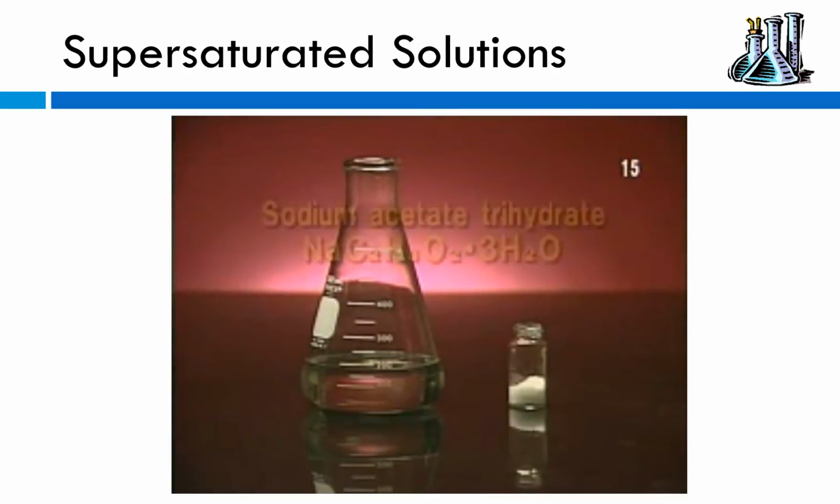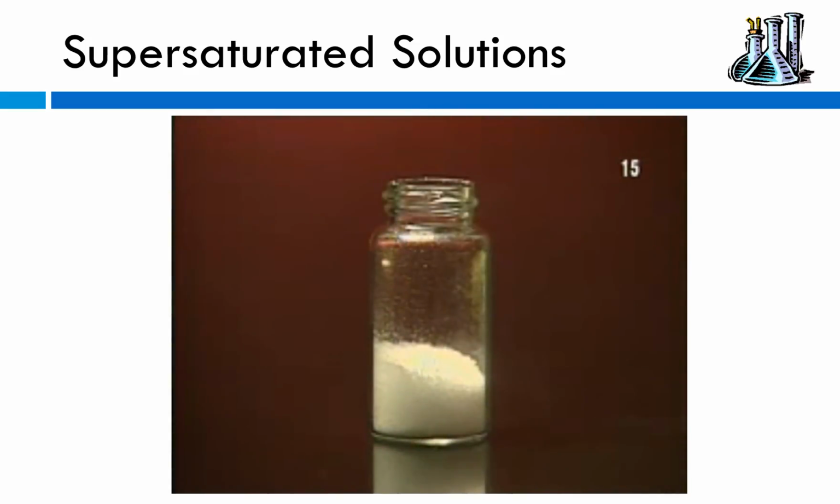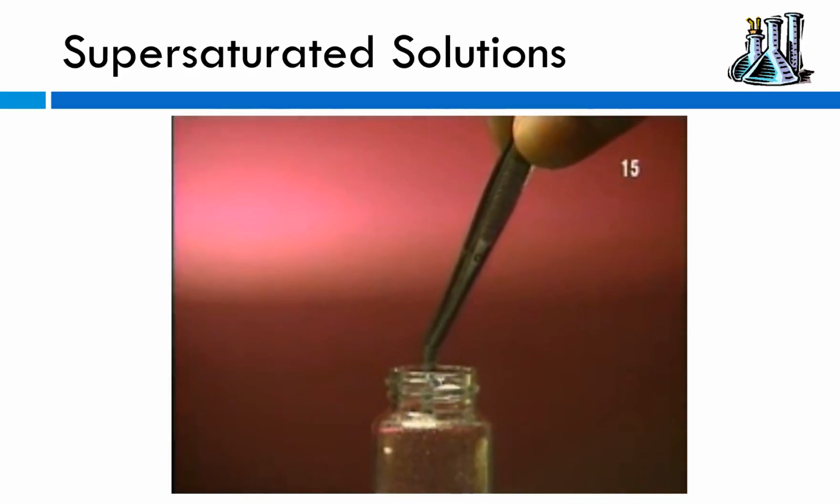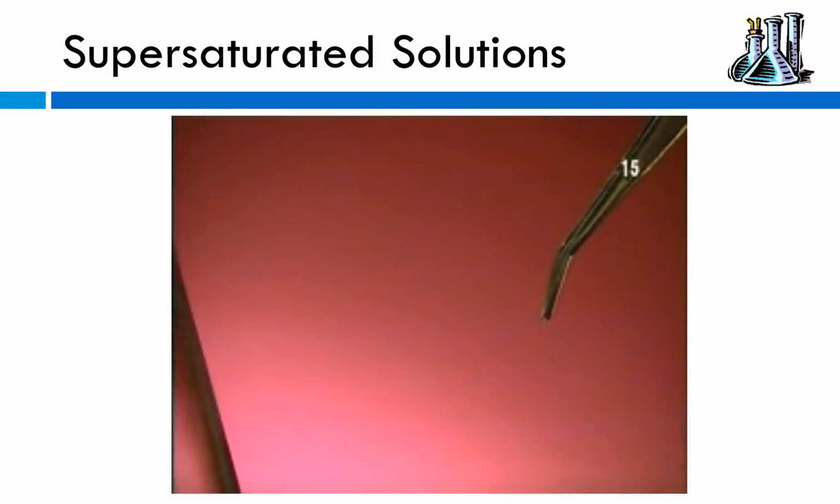All right, so in the Erlenmeyer flask, we have a supersaturated solution of sodium acetate trihydrate. We're going to take a little bit more of that solid, a really small amount, just a couple of crystals, and we're going to add that to our supersaturated solution.